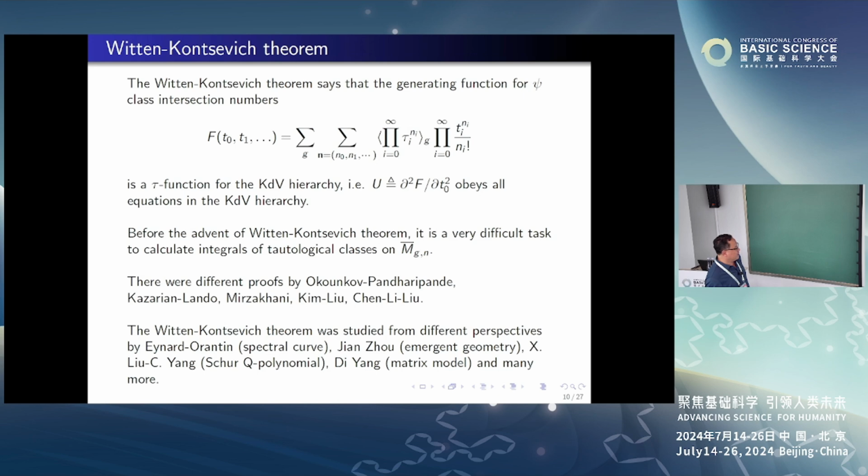Now different groups of people have studied it from different points of view, combinatorics, and yesterday Jianzhou gave a talk about this related to emergent geometry and statistical physics, related to various minimal models in physics.